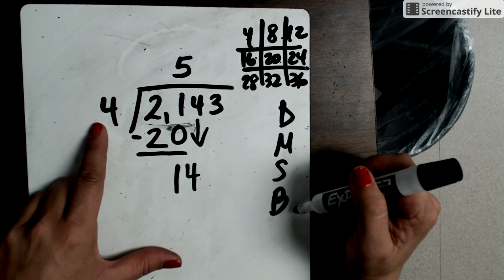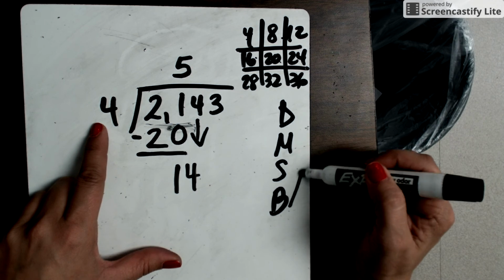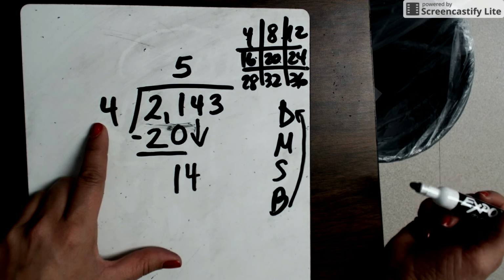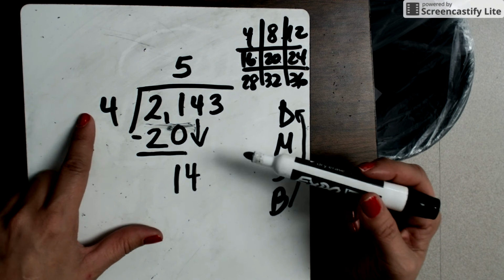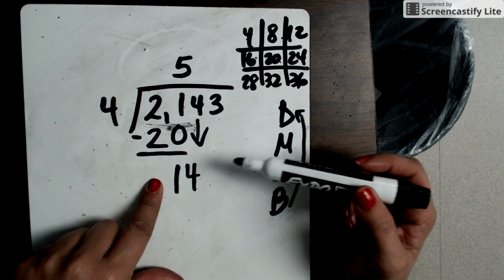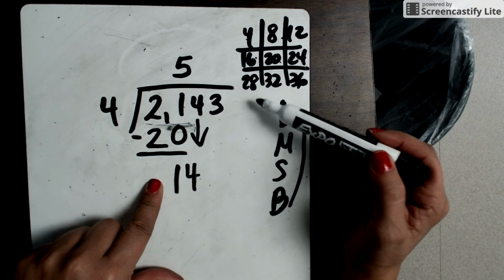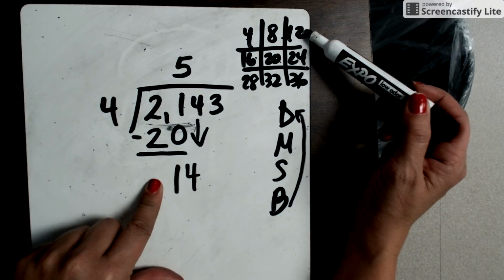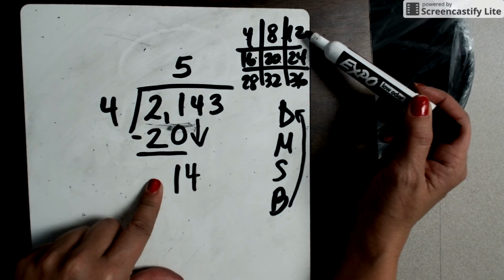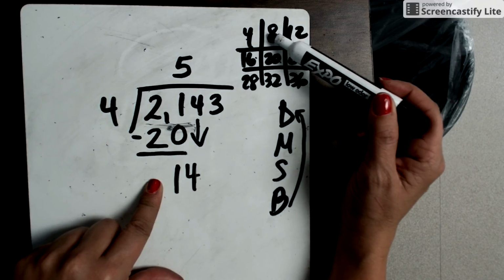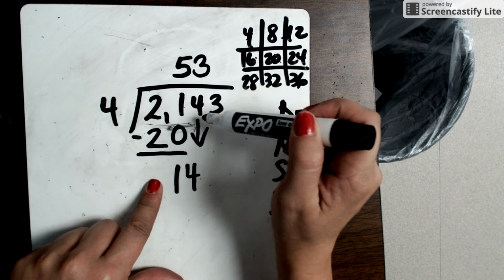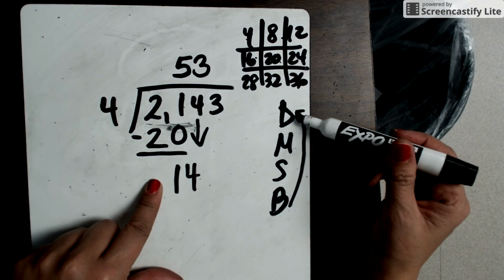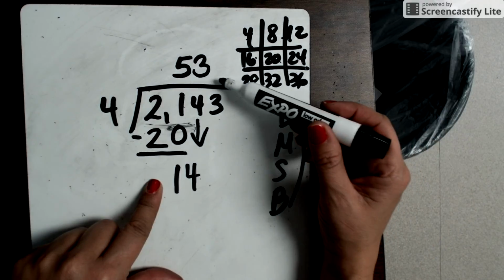Once you bring down your next number in your dividend, you start back over at the divide. So 14 is our new number. We divide that by 4. How many times can 4 go into 14? When I look at my multiples, the closest I can get to 14 is 12 without going over 14. And that takes me 1, 2, 3 times. So I write my 3 above the 4.